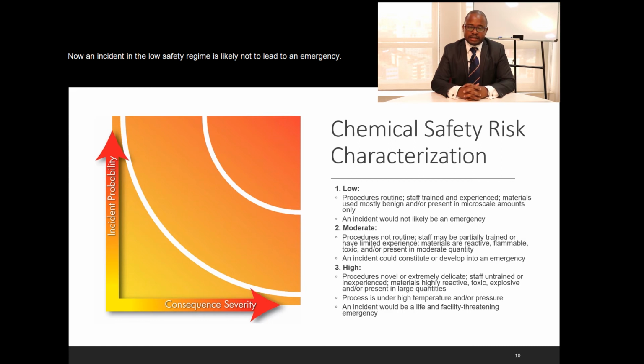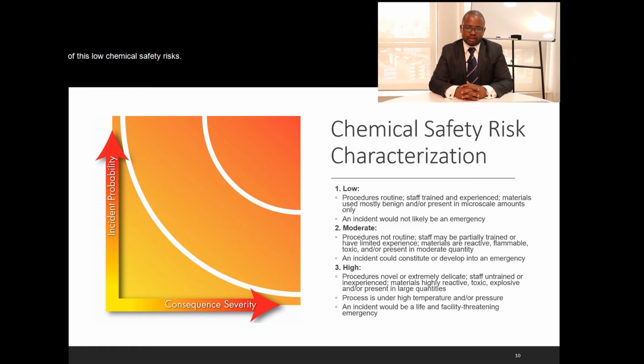Now, an incident in the low safety regime is likely not to lead to an emergency. Therefore, mitigations in place are adequate to take care of these low chemical safety risks.